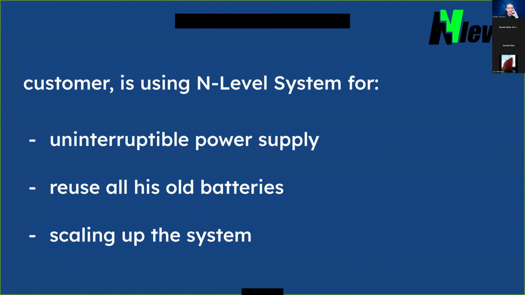Customers are using the N-level system, for example, for uninterruptible power supply. They like to reuse all their old batteries and scale up the system, which is really easy to scale because you have a virtual layer in it.